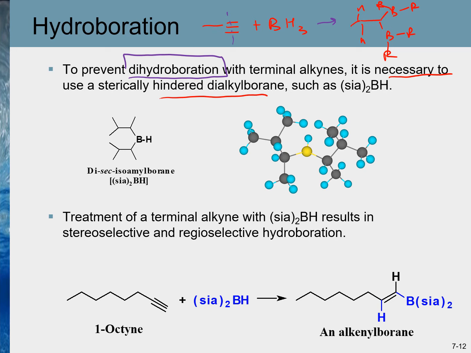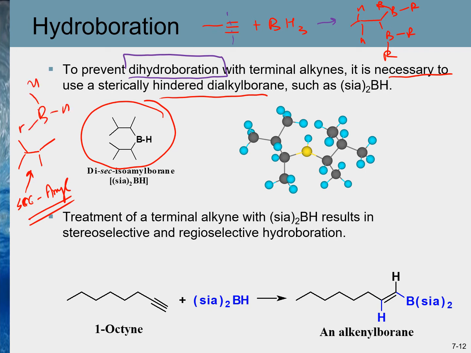So secondary isoamyl borane is shown here, and this group is known as secondary amyl group. So in this borane, two of the hydrogens have already been removed, so that's a normal borane. And in SiA2BH, two of the hydrogens are already replaced by isoamyl group, which makes it sterically hindered from this side. Only one BH bond is available.